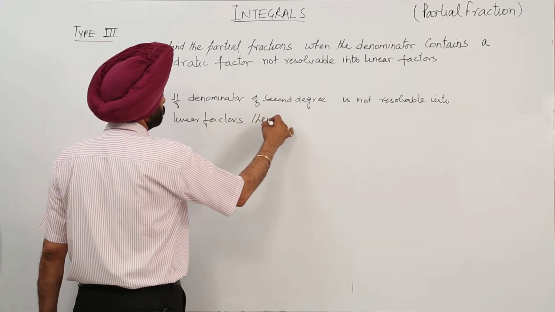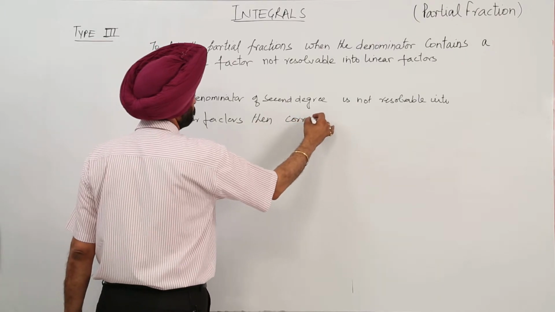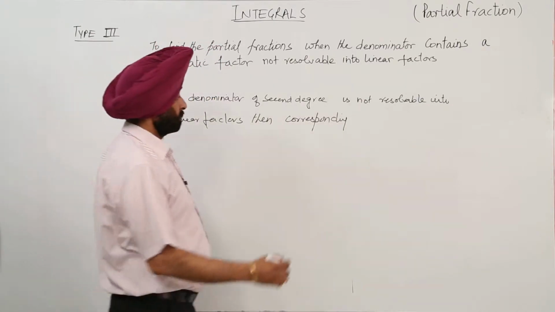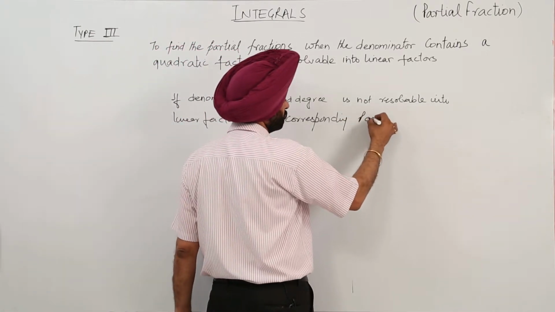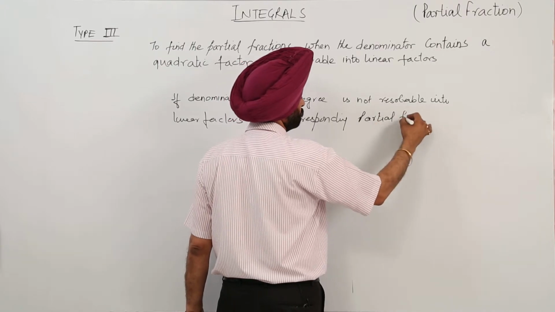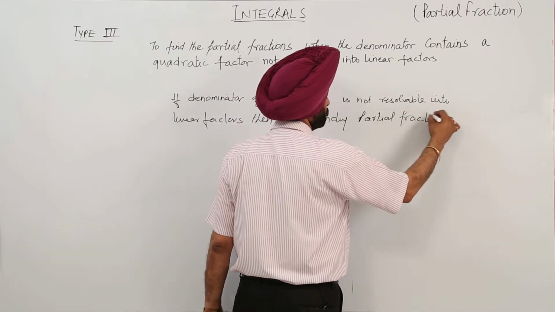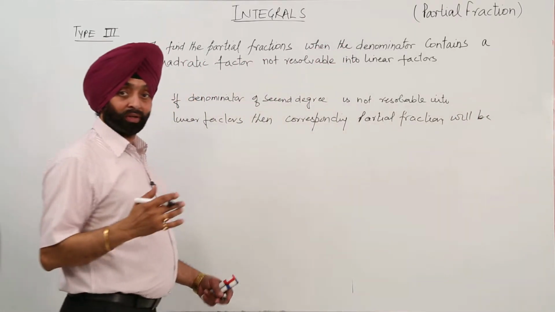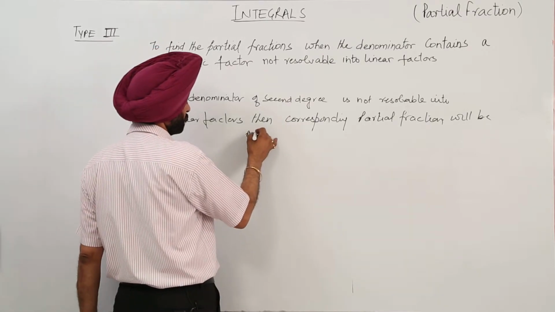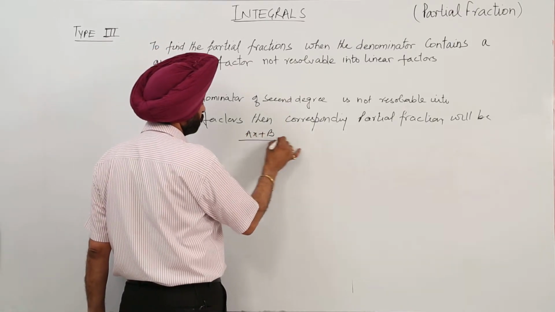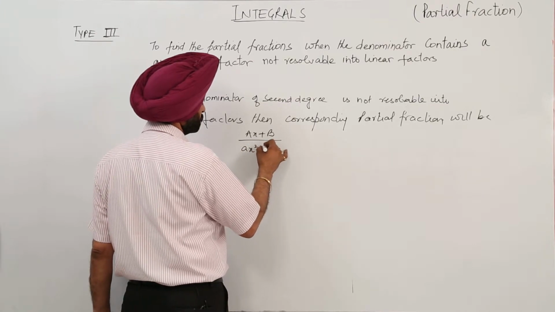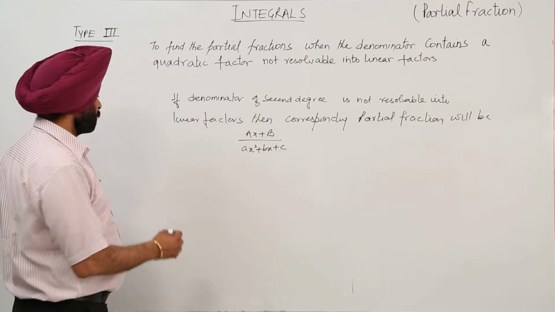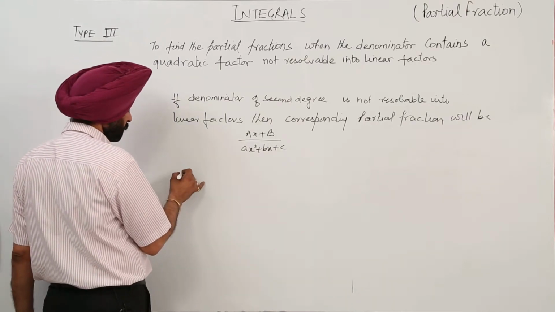then the corresponding partial fraction will be, the partial fraction will be written as (Ax + B) upon (ax² + bx + c). Okay.